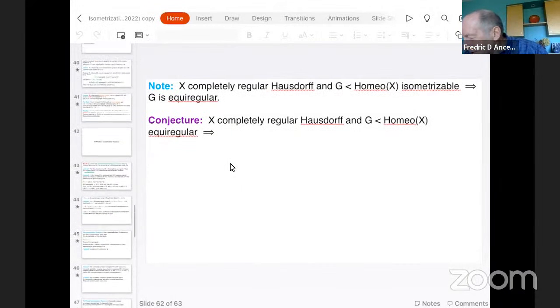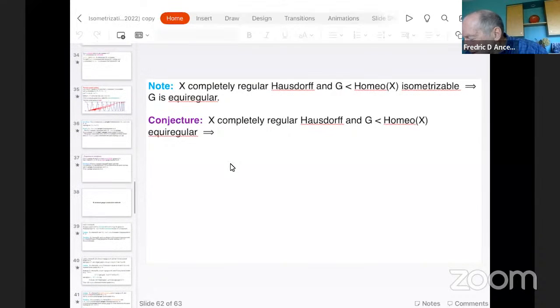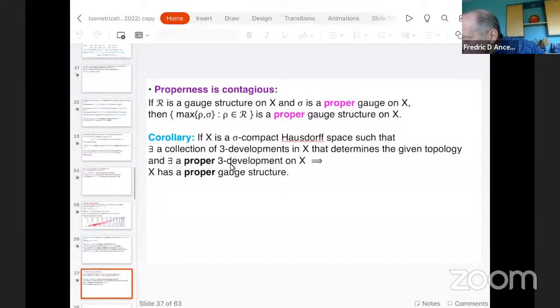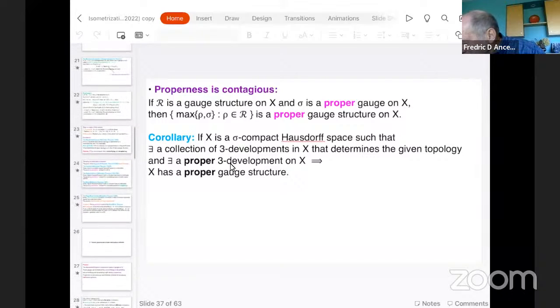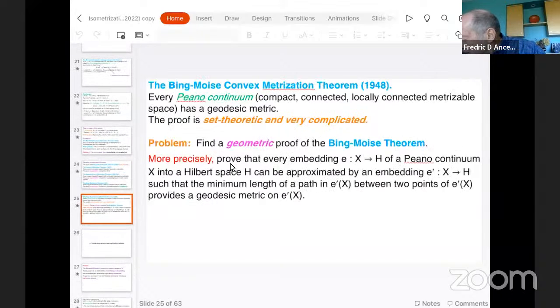I'm just trying to find the slide. That is too small for me to read. Keep going. Yeah. So.